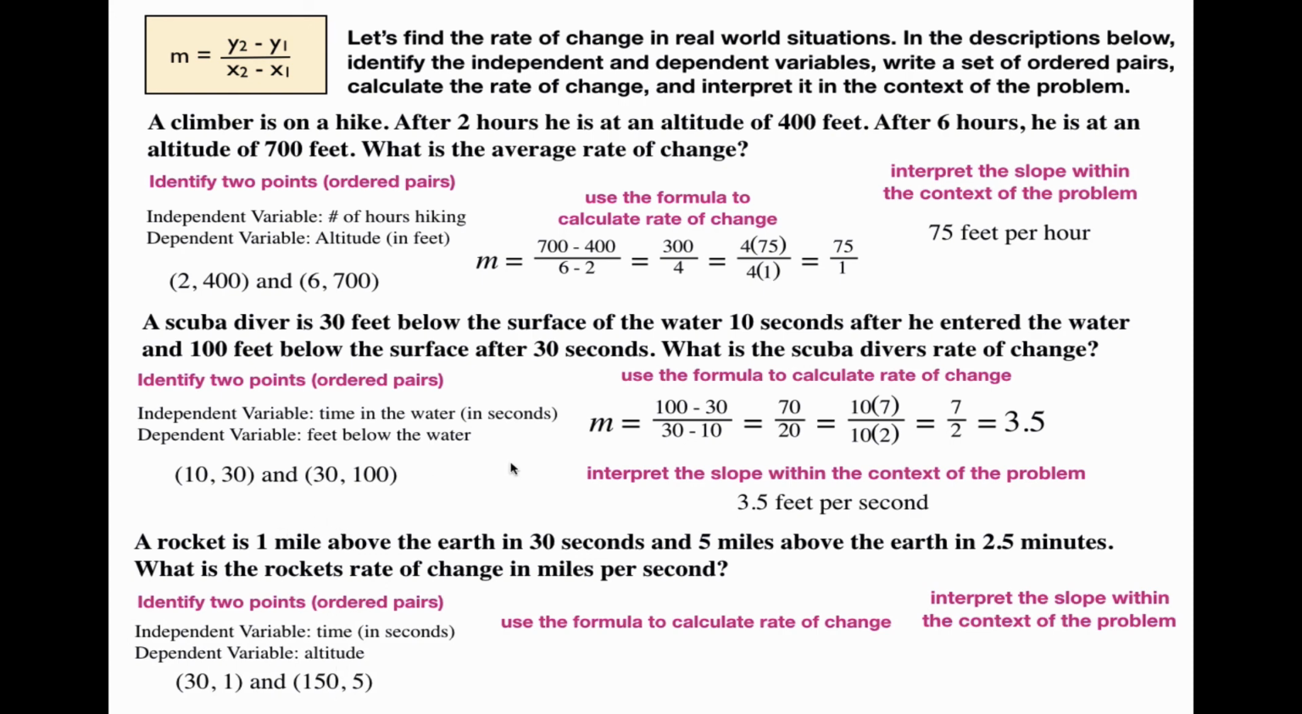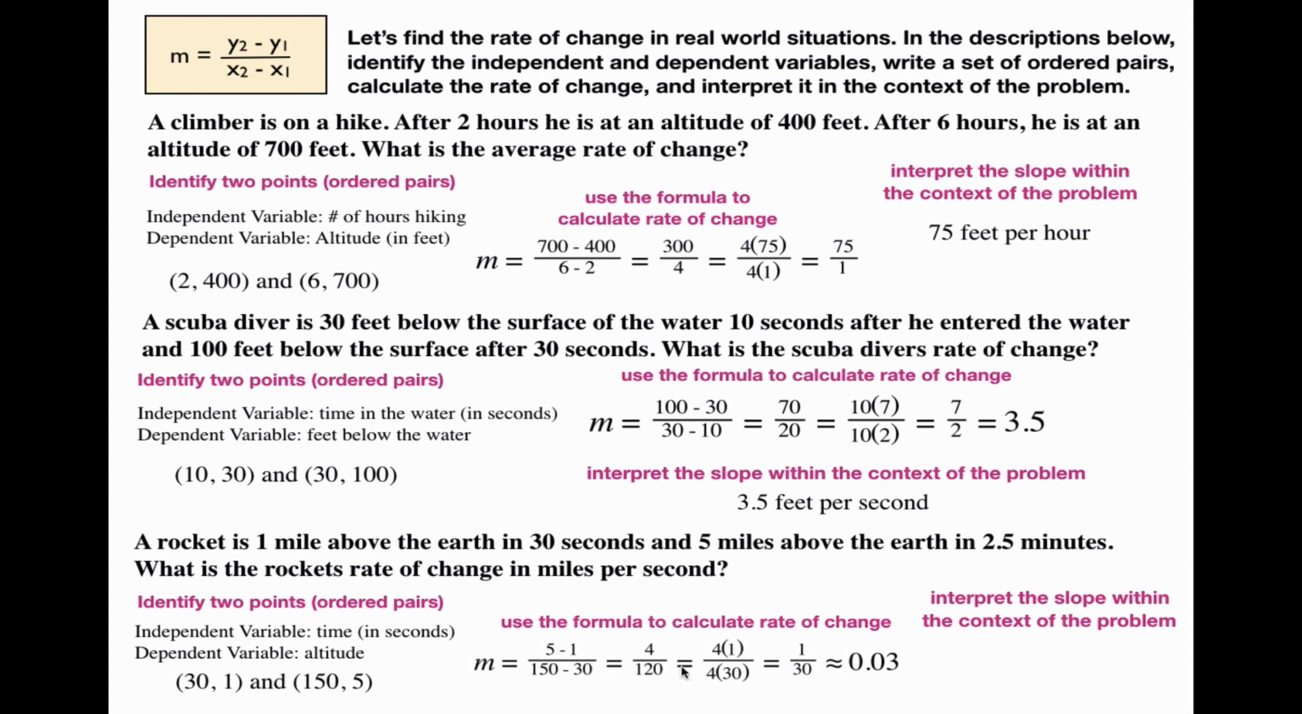This is not 1 and 2.5. I'm sorry, this is not 30 and 2.5. It is 30 seconds and 2.5 minutes. And 2.5 minutes is 150 seconds. So, after 150 seconds, the rocket is 5 miles above the Earth.